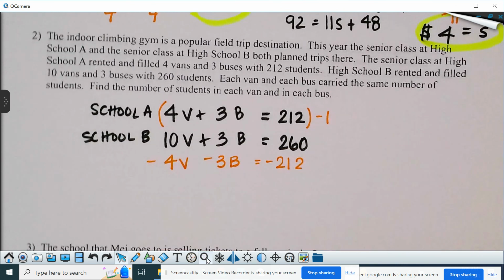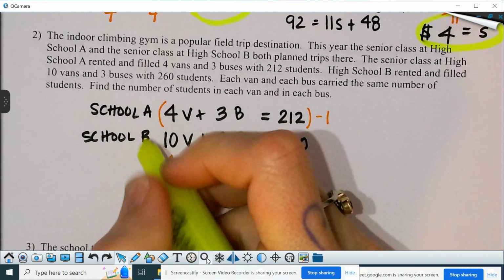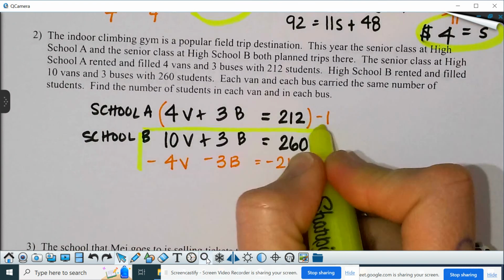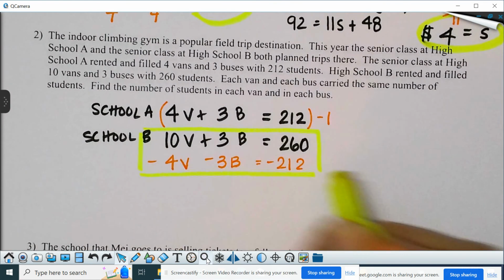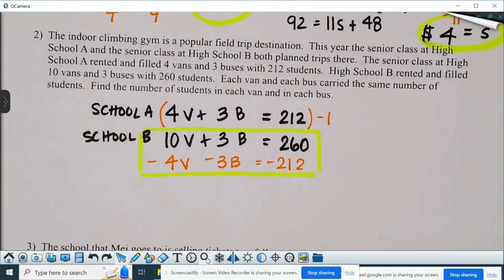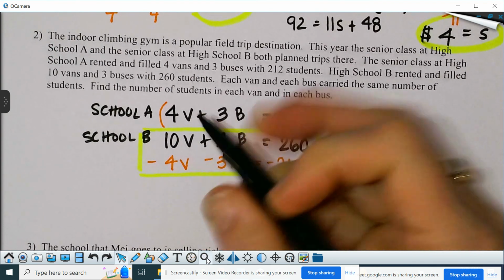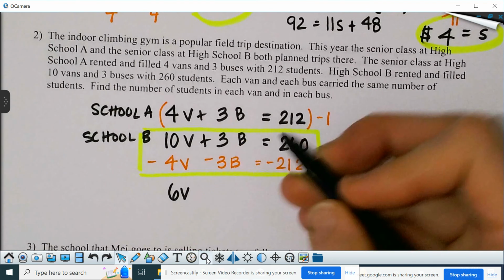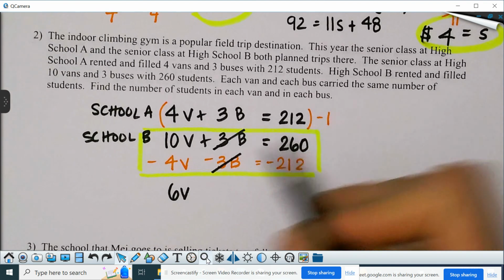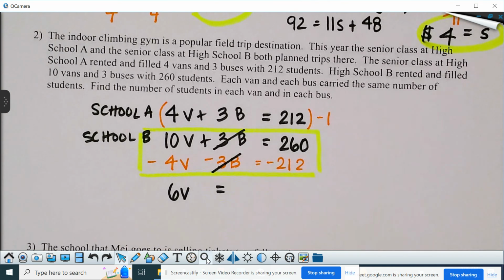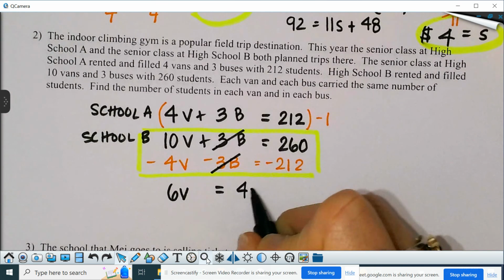And again, so now we're going to focus on these two equations. So school A is now at the bottom and school B is on top. We're going to add straight down. So if I have 10 vans and then I add in negative 4 vans, I have how many vans? So working straight down from 10b minus 4b is going to be 6 vans. And then the positive 3 lose 3. It's a 0. 260 minus 212, it's going to give me 48, or plus the negative 212.